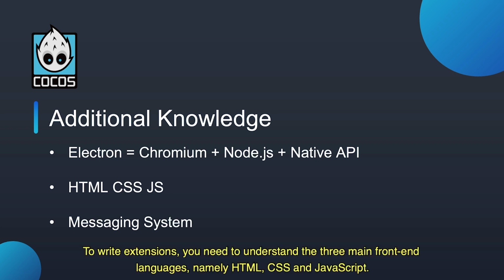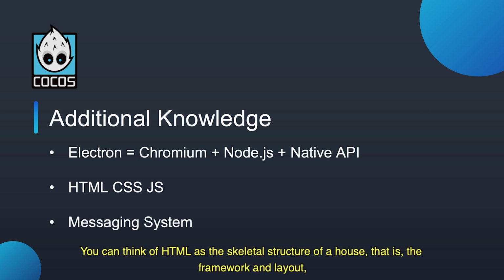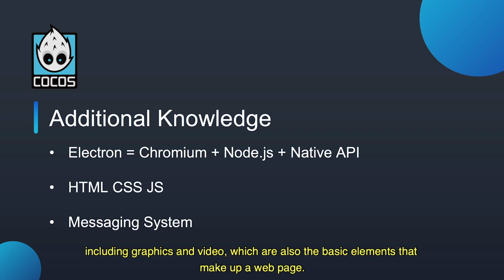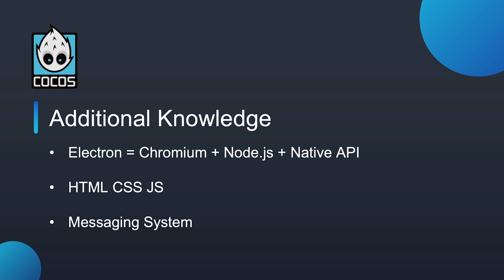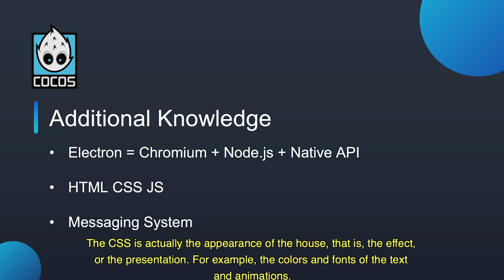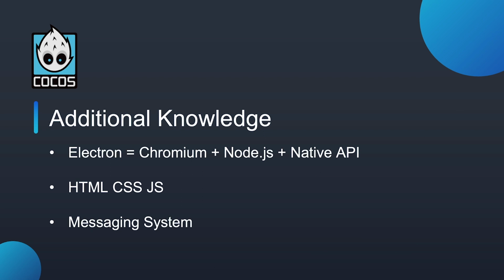To write extensions, you need to understand the three main front-end languages, namely HTML, CSS, and JavaScript. You can think of HTML as the skeletal structure of a house, that is the framework and layout, including graphics and video, which are also the basic elements that make up a web page. The CSS is actually the appearance of the house, that is the effect or the presentation. For example, the colors and the fonts of the text and animations.